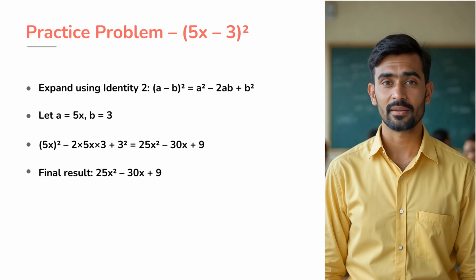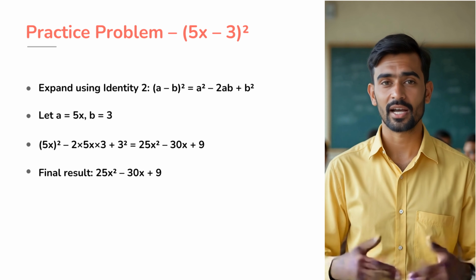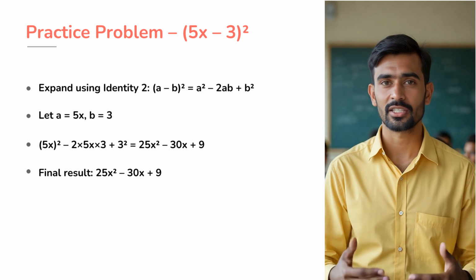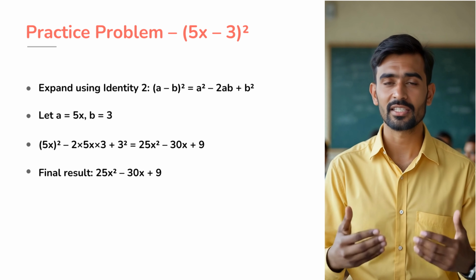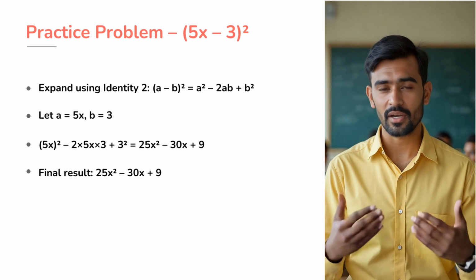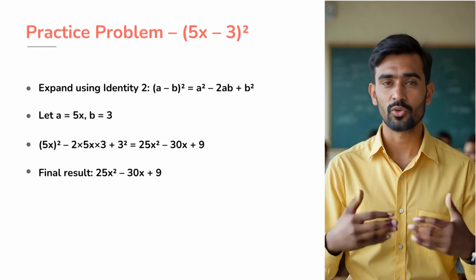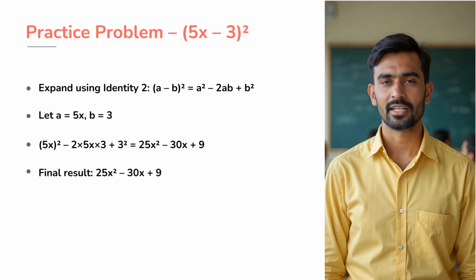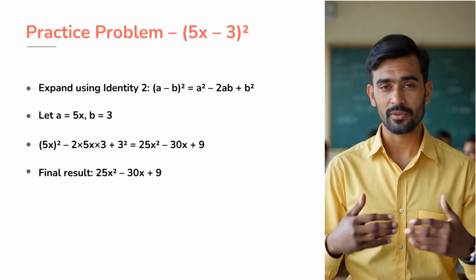Ready to practice? Expand (5x − 3)². Step 1. It matches identity 2, a is equal to 5x, b is equal to 3. Step 2. Apply the identity a² − 2ab + b² is equal to 25x² − 30x + 9, and you're done. 3 terms in one smooth step.